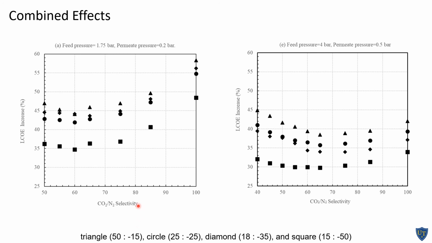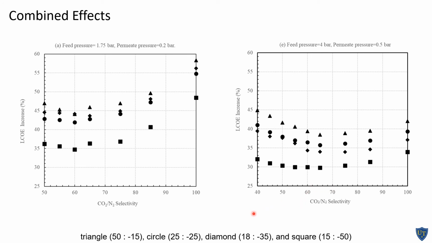What we see is similar to what we saw before in terms of changing the selectivity. As we go from selectivity of 50 to 100, we see a minimum appear in the levelized cost of electricity, or in the increase in the levelized cost of electricity relative to the base case. However, we see an optimum or minimum appear somewhere between 60 and 70 in terms of selectivity. For these two operating pressures, and as we change the feed pressure to 4 bar and the permeate pressure to half bar, we see there's a slight decrease in the minimum that we see, but the minimum still occurs at a membrane selectivity between 60 and 70.